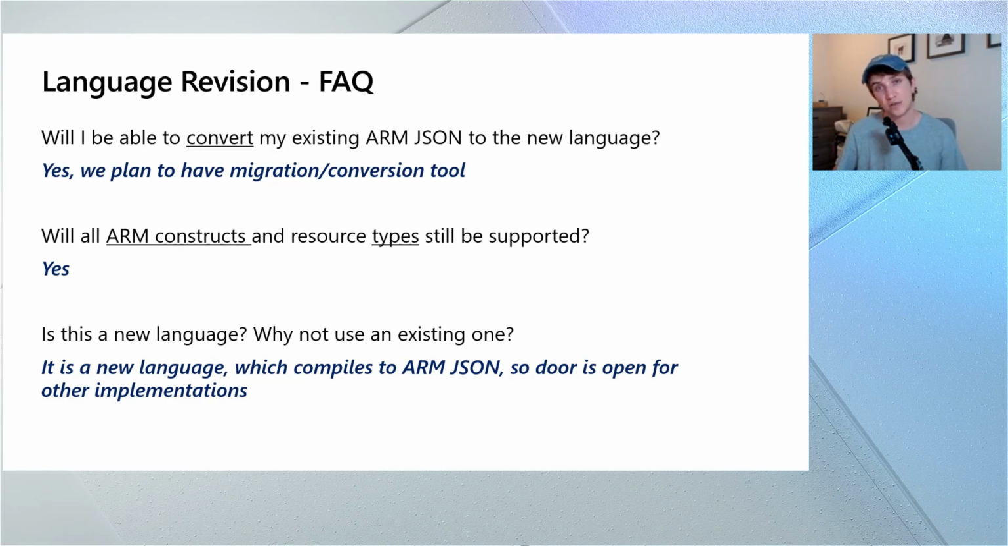And what that does is it leaves the door open for other implementations and other high-level languages. So we do want to continue to kind of explore this space and explore other ways to make ARM authoring easier. And by treating the ARM JSON essentially as an intermediate language, it makes it possible to do all sorts of experimentation in the space.